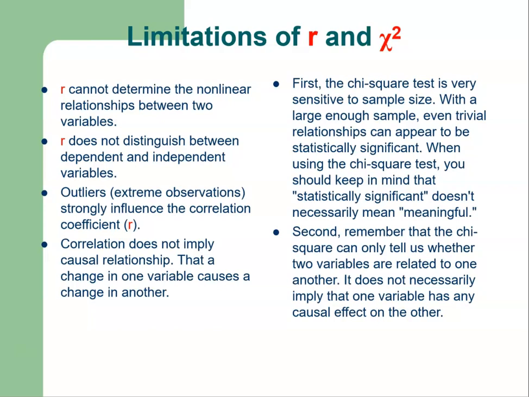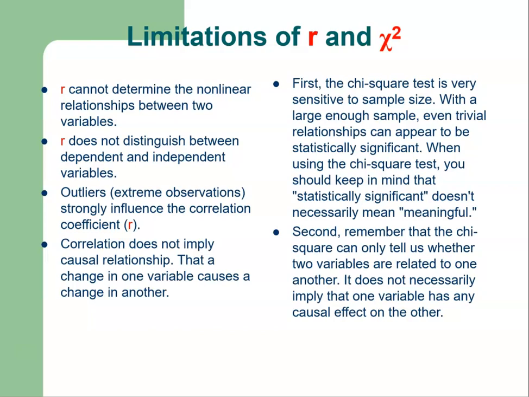Secondly, we must remember that the chi-square test can only tell us whether two variables are related to one another or not. It does not necessarily imply that one variable has any causal effect on the other. So the last limitation of the chi-square and that of the correlation coefficient is common. Both of them show a relationship between two variables, but they don't necessarily imply a causal relationship between two variables. That is, they don't necessarily imply that one variable has any causal effect on the other.